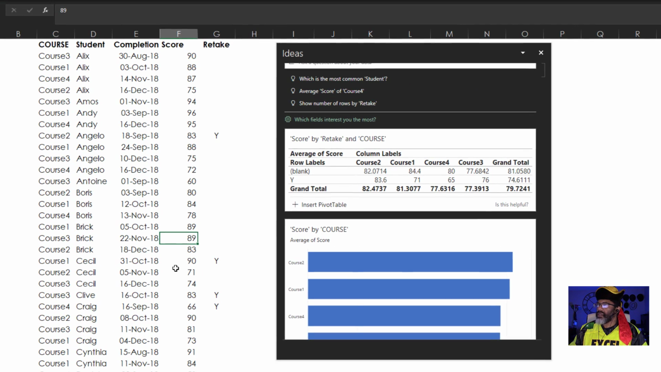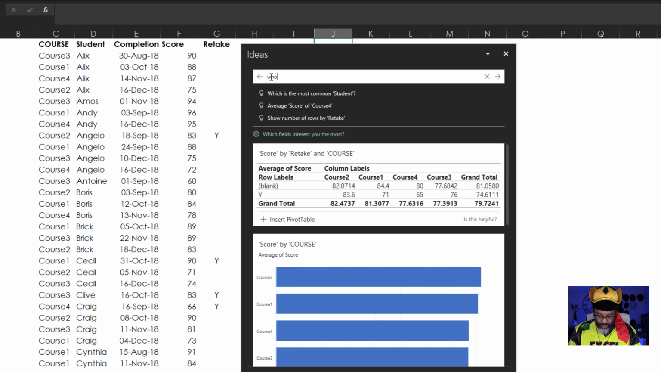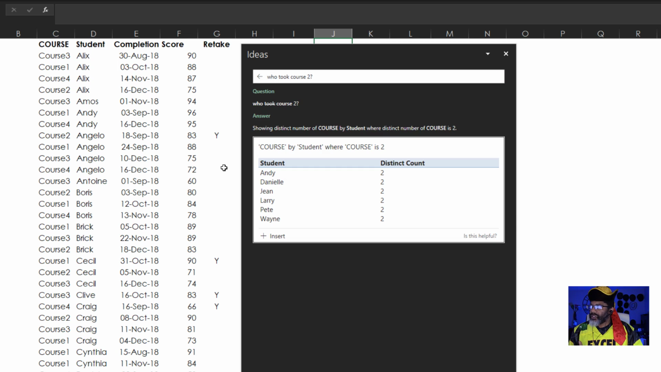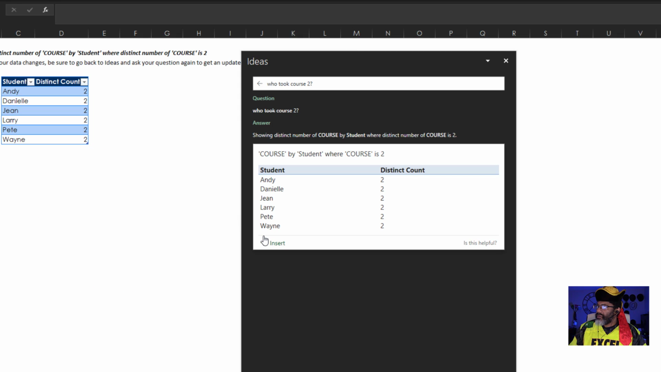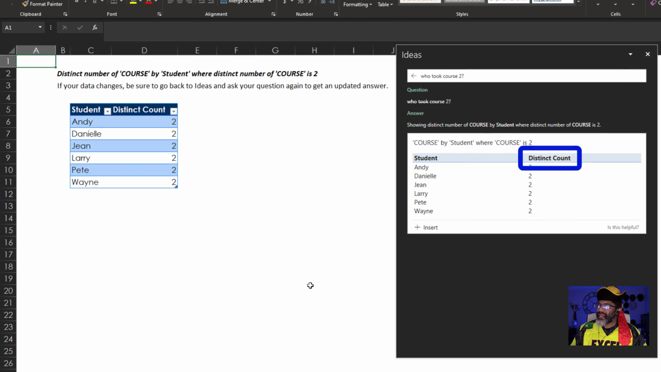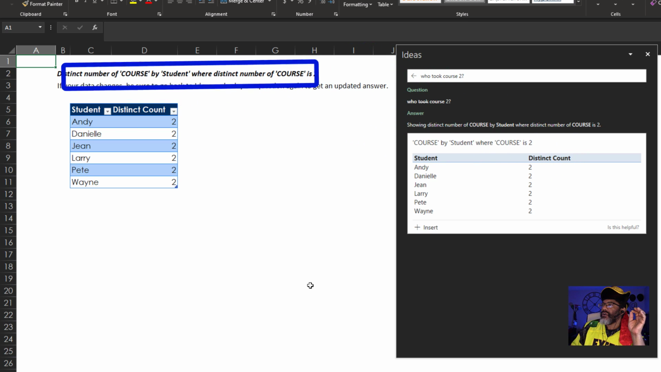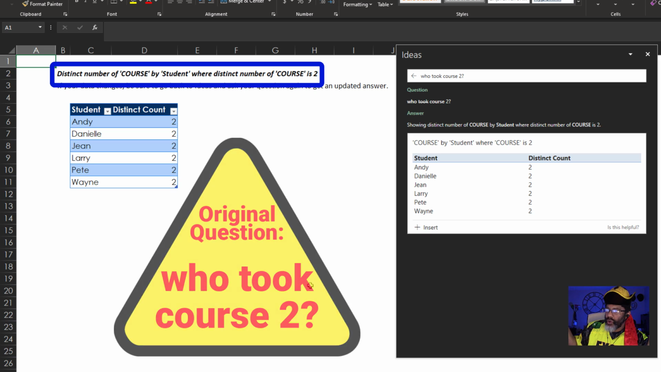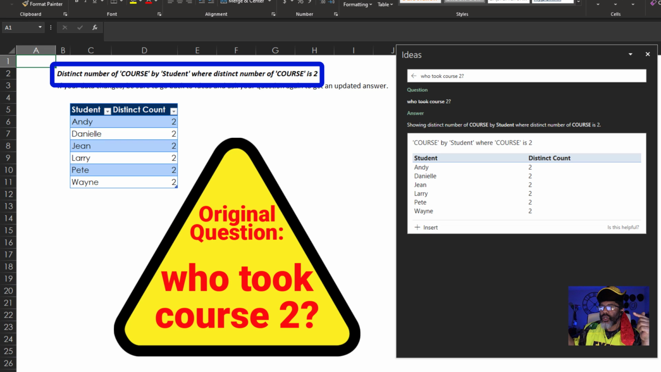Okay, so now we are dealing with this data set. Here's the summary it's giving us. Who took course 2? Course by student, where course is 2. All right, we've got a list. Let's say, okay, I'm going to insert that. But what is this data really giving us? It's saying distinct count. And it's saying distinct number of course by student, where distinct number of course is 2. What the hell is that? And my original question is gone. I asked who took course 2.